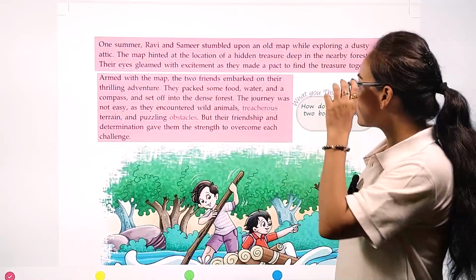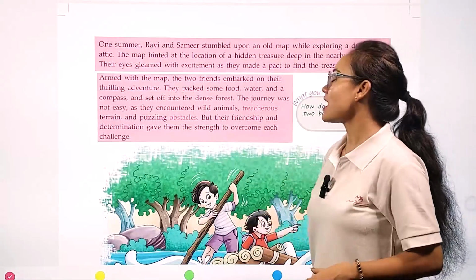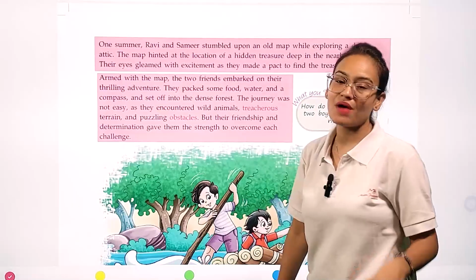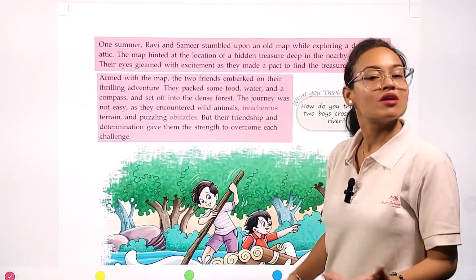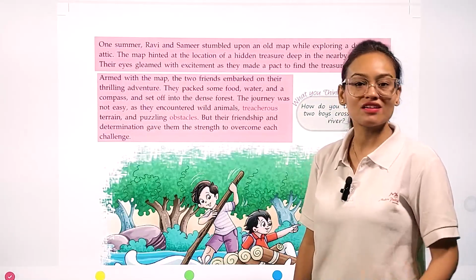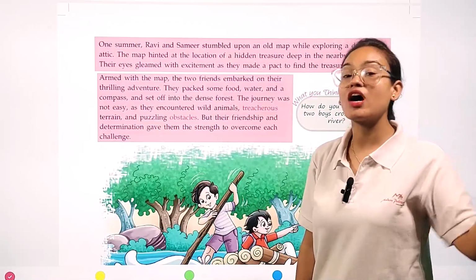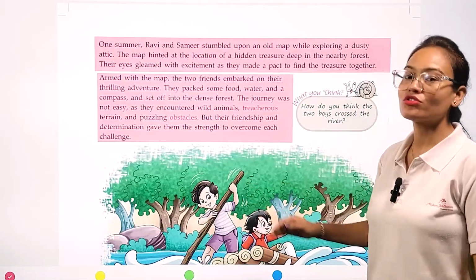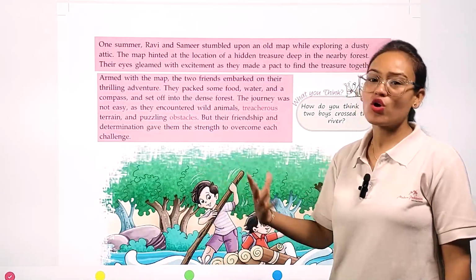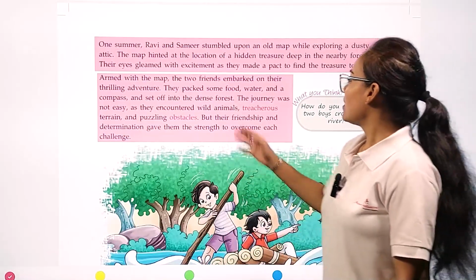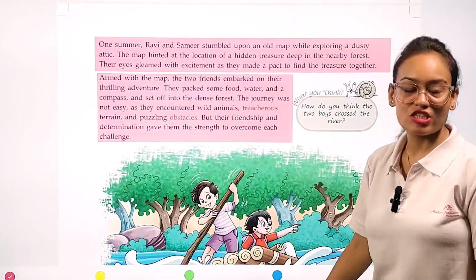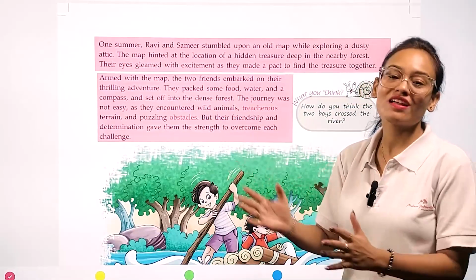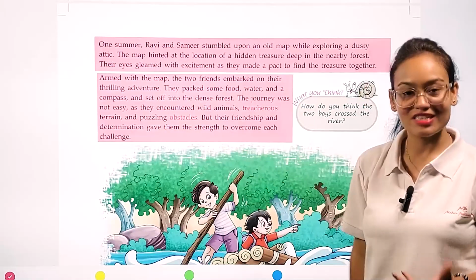They packed some food, water, and a compass and set off into the dense forest. For their journey, they packed some food and some water because they would feel hungry and thirsty on such a long route in search of the treasure. After packing food and water, Samir and Ravi started their journey towards the dense forest.